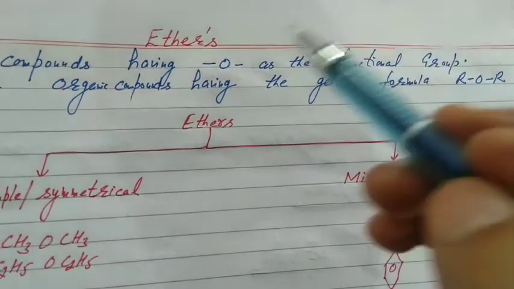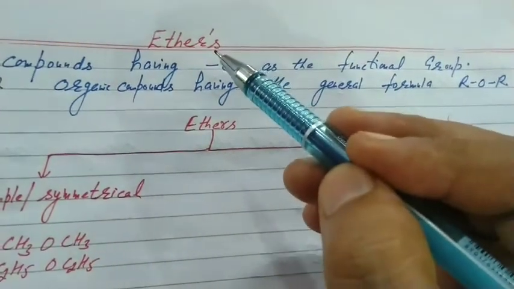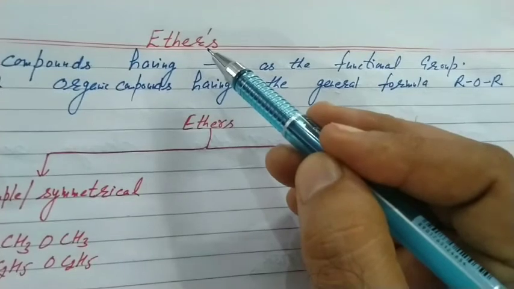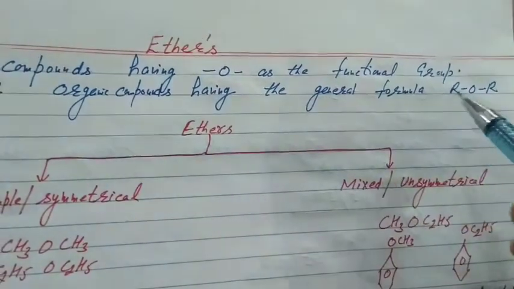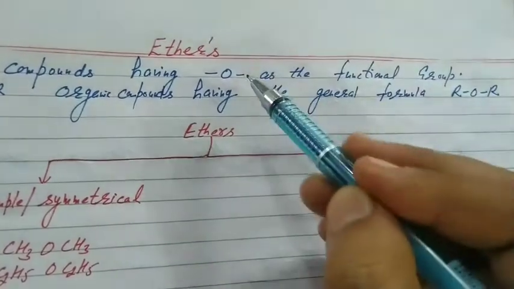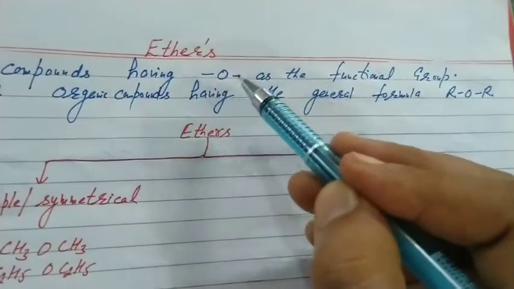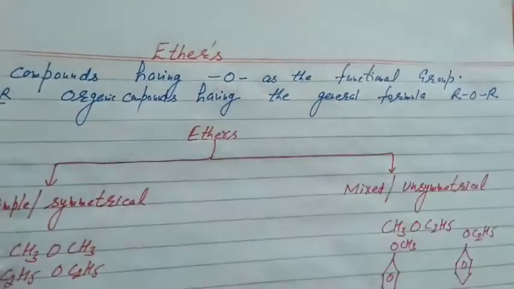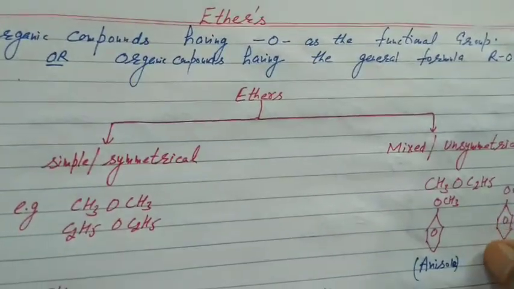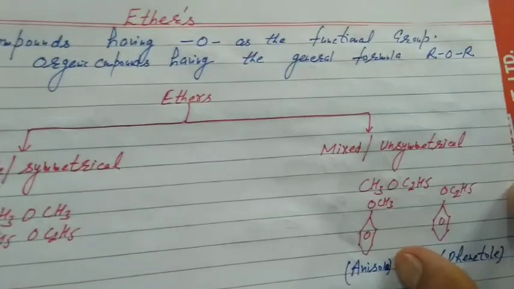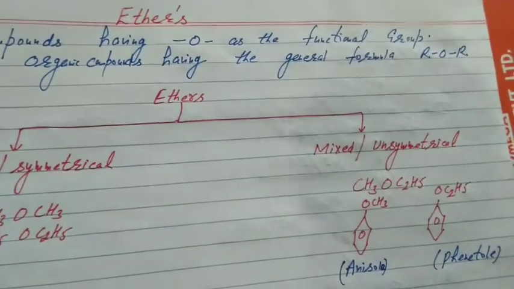Students, today in this session we will discuss ethers, organic compounds having the general formula ROR, that is, divalent oxygen is in direct link with carbon chain. Classification of ethers. Ethers are classified as simple or symmetrical, and second one, mixed or unsymmetrical.